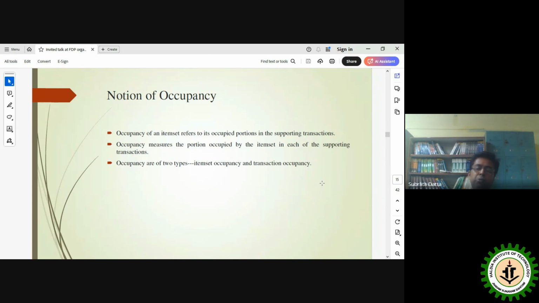A few years back, the concept of occupancy related only to item set occupancy. That is the older concept in occupancy measurement. But later on, transaction occupancy concepts were also introduced in the literature. So, in summary, occupancy is of two types: item set occupancy as well as transaction occupancy.